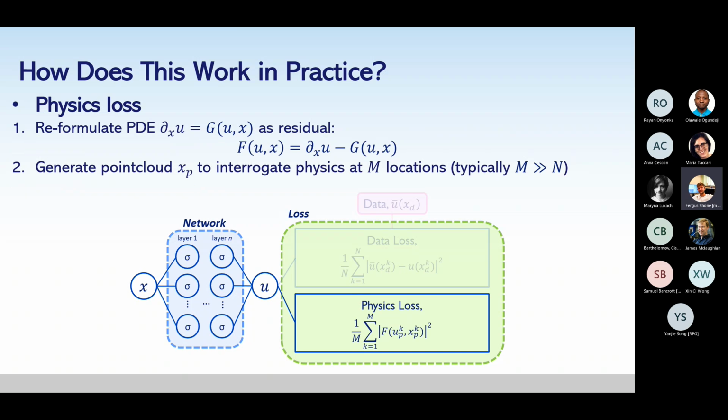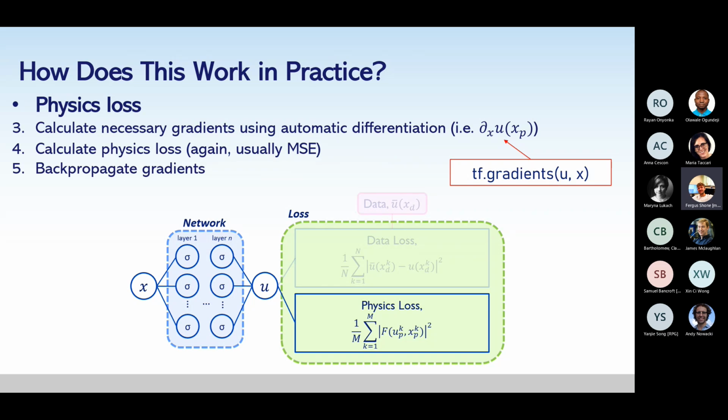Then the second pass, which will be the physics pass. Here, as I said before, we form a residual of our PDE, and we generate a point cloud XP within our domain. And typically, you want your physics point cloud to be far denser than your data point cloud. This is okay because it's much more expensive to actually acquire data throughout the domain than it is to just generate random points. Then we pass these points through the network, and we generate all the necessary gradients using automatic differentiation. So in TensorFlow, this would be written as tf.gradients, which allows you to calculate the gradient of your output with respect to your input. Then calculate the physics loss. Again, this is usually the mean squared error, and backpropagate our gradients.